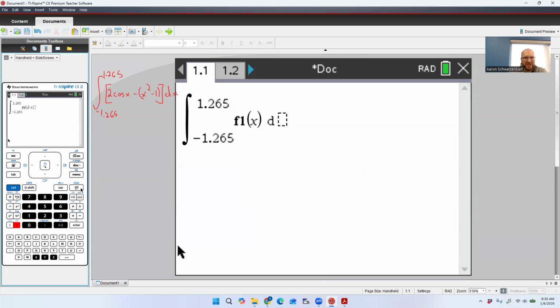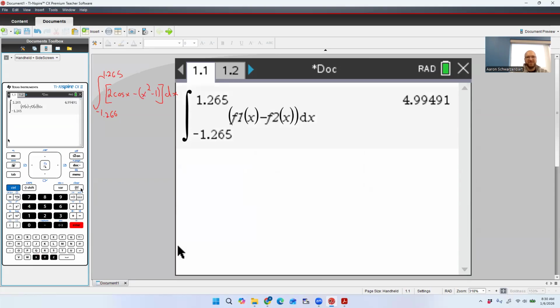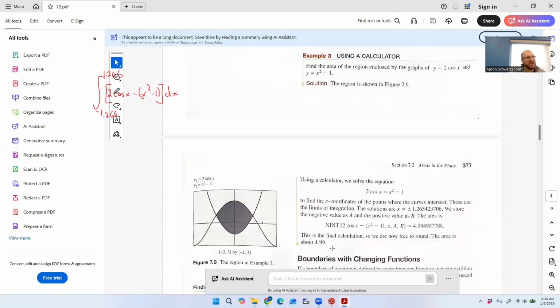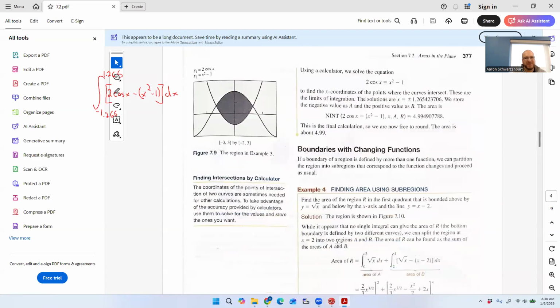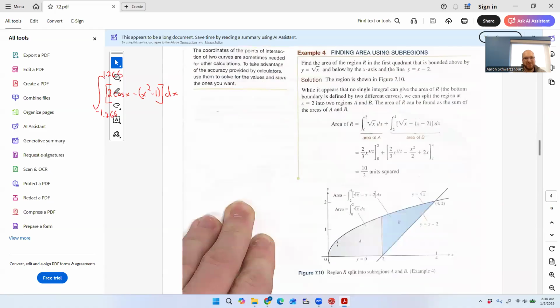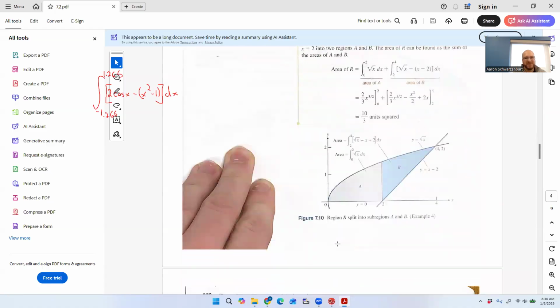I entered my 2 cosine x as f1x, didn't I? Since it's already on the graph, 4.99. And that's the guy. That's not so bad, is it? Okay.